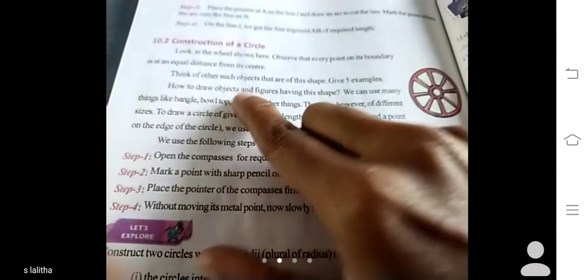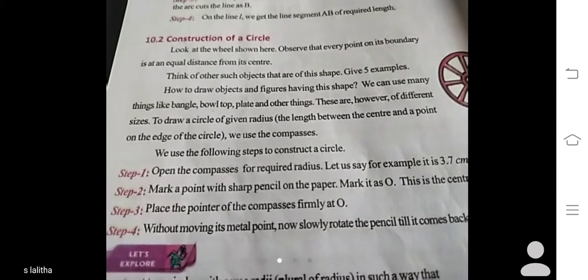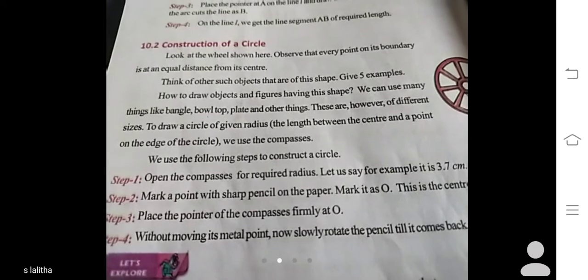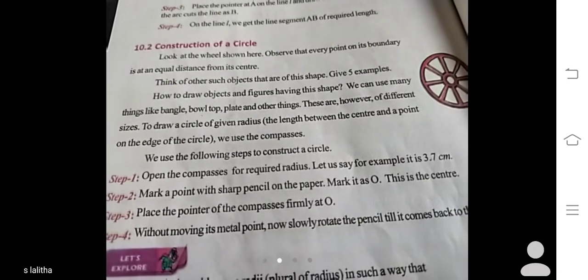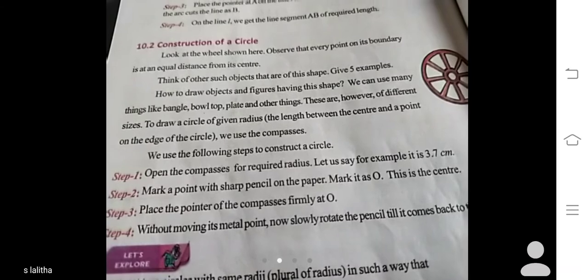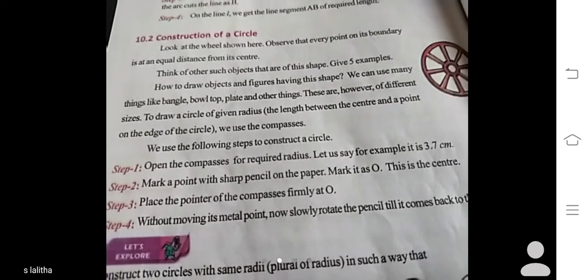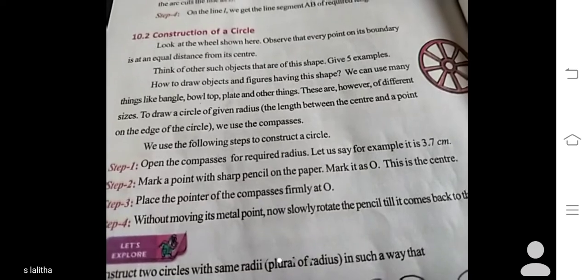So, think of other objects that are of this shape. You can find examples of how to draw objects and figures having this shape. We can use many things like a bangle, bowl top, plate and other things. These are however of different sizes. To draw a circle of given radius, the length between the center and a point on the edge of the circle, we use the compasses. Okay, so you have to draw a circle with the compass.